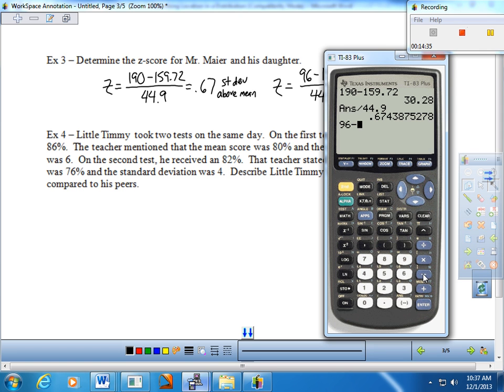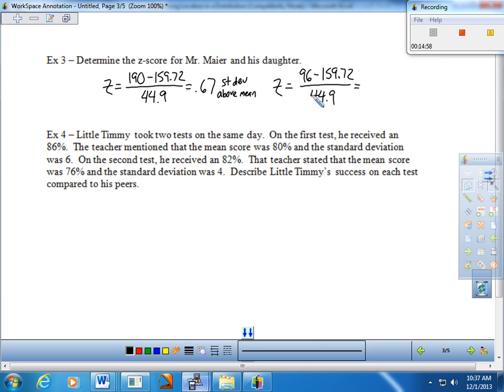So let's take 96, take away the 159.72. Great, and now divide by the standard deviation, 44.9, my bad, and we get that right there, about negative 1.42, give or take. So her score, a standardized score, was negative 1.42. And essentially what that means is she was about 1.42 standard deviations below the mean.